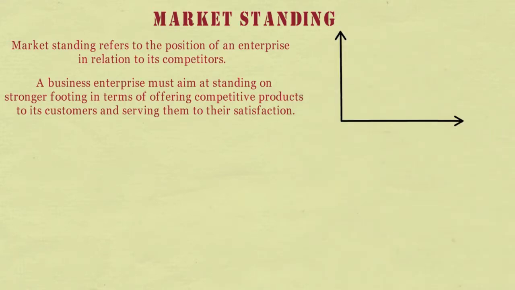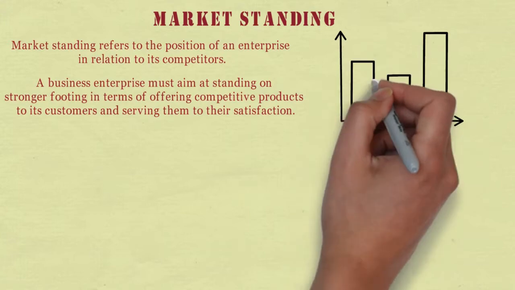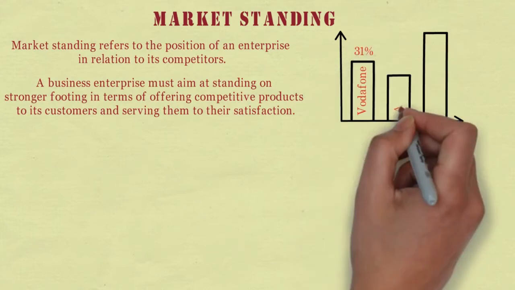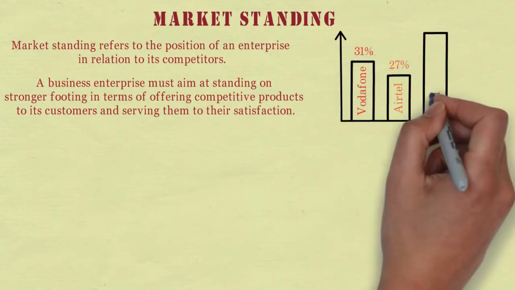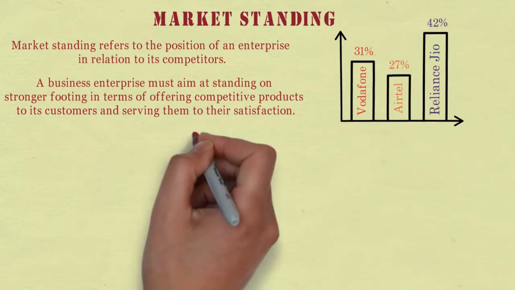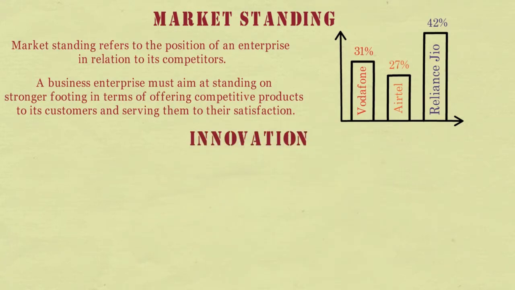Let's take the example of the telecom industry. With the introduction of Jio by Reliance, there were only two companies who were able to manage the competition given by Jio. They are Vodafone and Airtel. Thus, three major market players in the telecom industry today are Vodafone, Airtel and Jio.